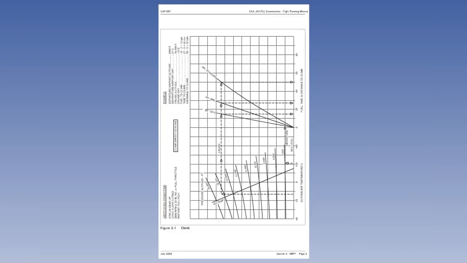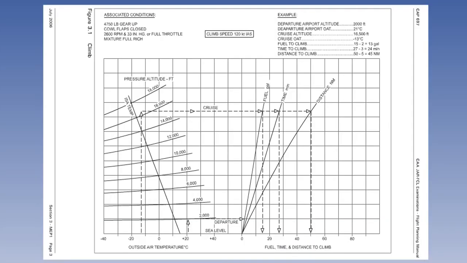On page 3 of section 3 is the graph for working out the time, distance and fuel to climb from a given takeoff altitude to a specific cruise altitude. An important point to note is that, like most of the graphs, the distance given is in nautical air miles.